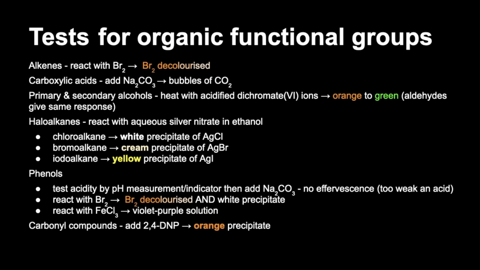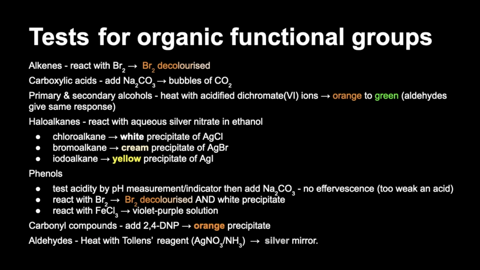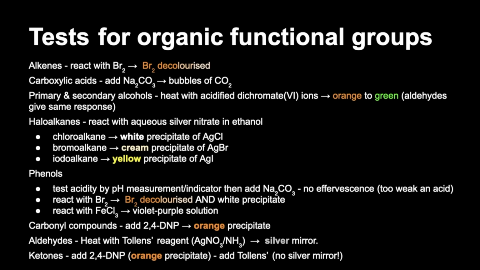So how could you differentiate between those two? Well, aldehydes you could heat with Tollens' reagent, so that's ammonia and silver nitrate solution, and you get a silver mirror. To determine if you've got a ketone, you would add 2,4-DNP to get that orange precipitate to confirm it's a carbonyl, and then you'd add Tollens' and you wouldn't get a silver mirror.